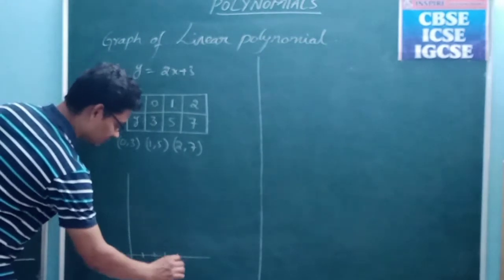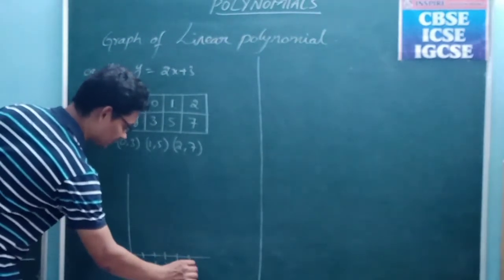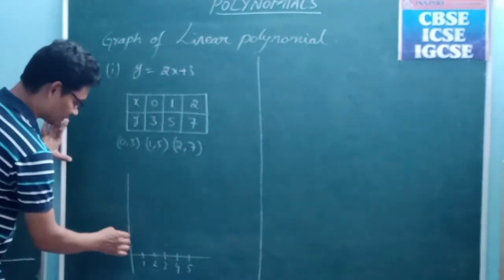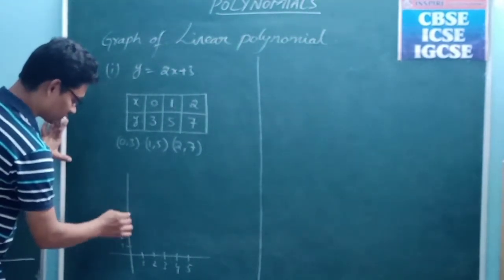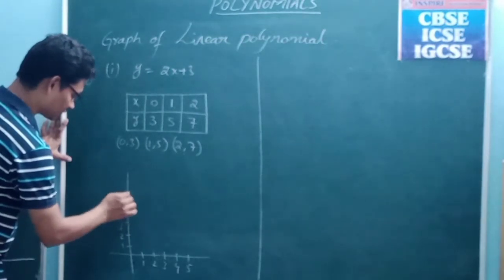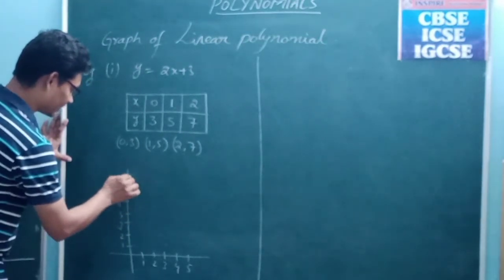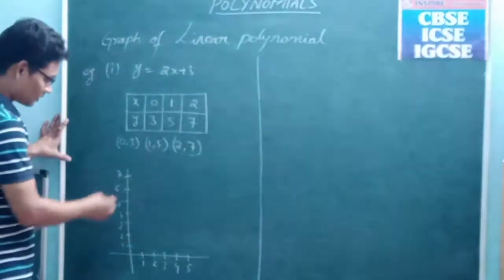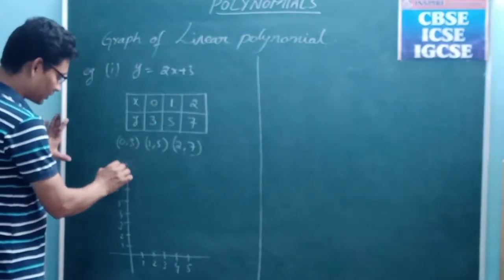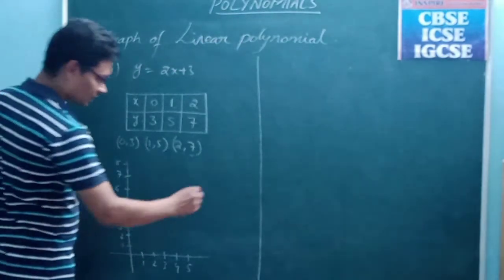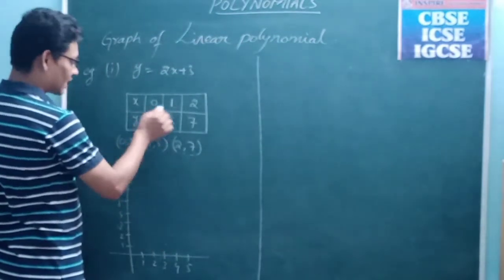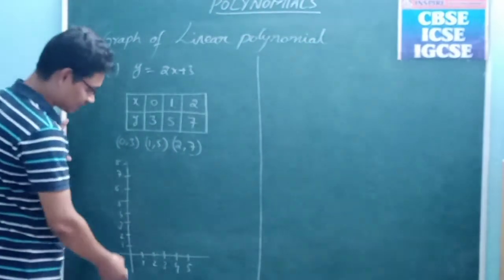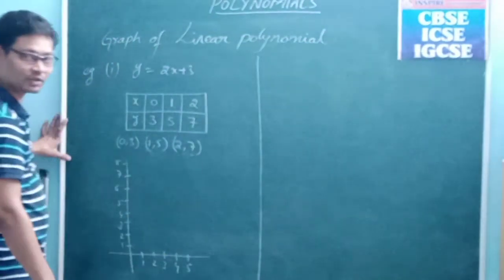I am taking some values on the x-axis and also some values on the y-axis. The highest value of y is 7, so I took up to 7, let us take up to 8. The x values I have taken are only 0, 1, 2, so I have taken some more values.